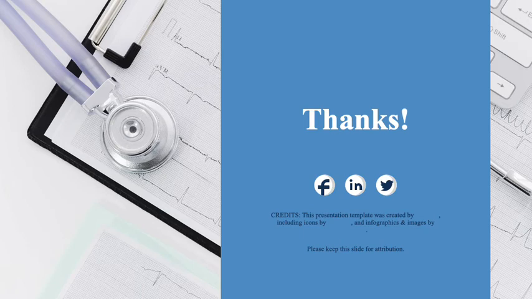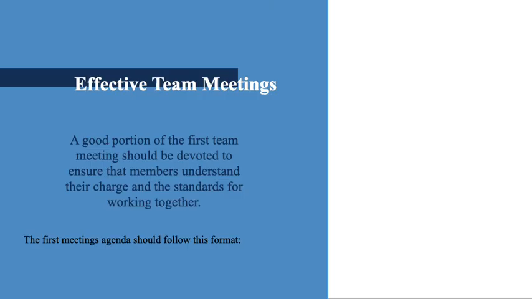There are some additional diagrams to help you with planning your project. To get your team up to speed, you will need to have a team meeting. In order to have effective team meetings, a good portion of the first meeting should be devoted to ensuring that members understand their charge and standards for working together. The first meeting agenda should follow this format.